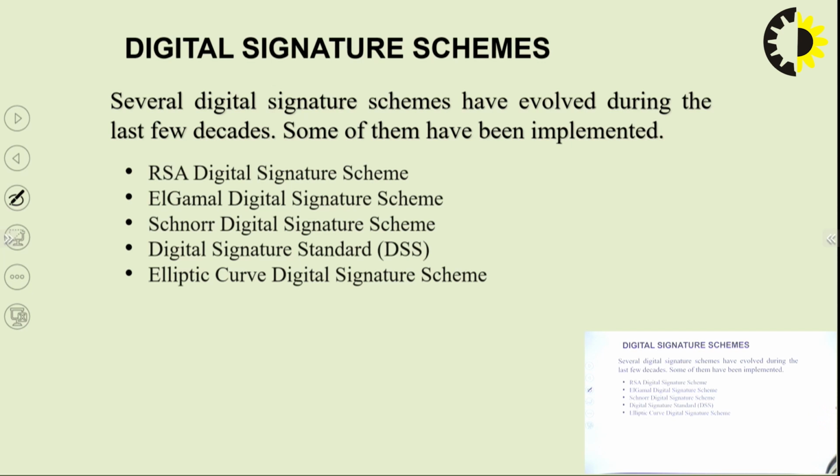Now, these are some schemes of digital signature that are being used nowadays. These are some famous algorithms that have been used for a few decades. Examples are the RSA digital signature scheme, the ElGamal digital signature scheme, the Schnorr digital signature scheme, the Digital Signature Standard, and elliptic curve digital signature schemes. These are some algorithms, and I'll be talking about RSA today.